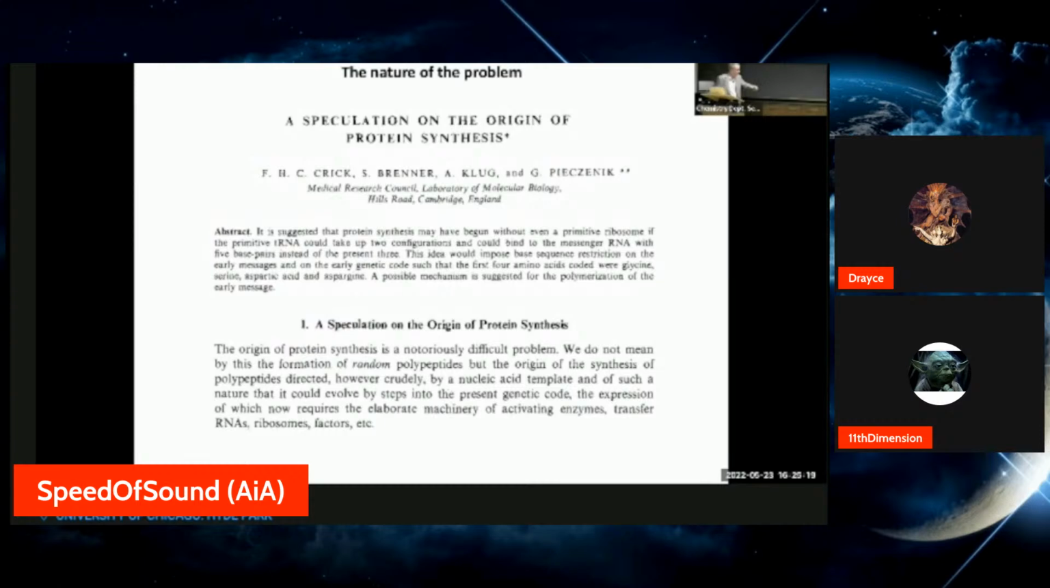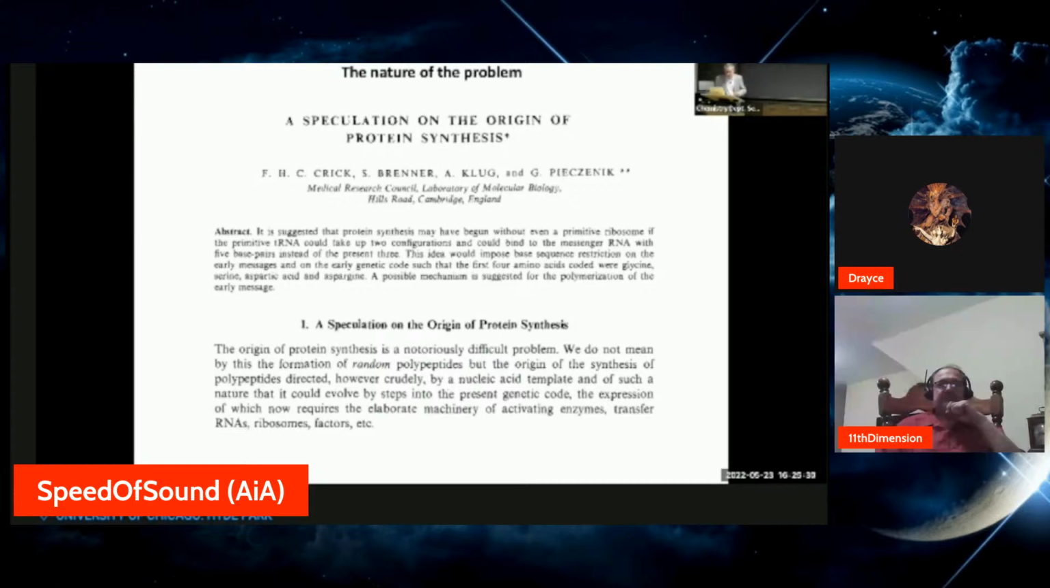So what you end up with is what these characters, Crick, Brenner, Klug, and Orgel, from the lab I now work in, identified as being a notoriously difficult problem. They were not kidding, okay? The origin of protein synthesis is a notoriously difficult problem, and I like the next sentence or so because I think it actually points to a really important aspect of the problem.